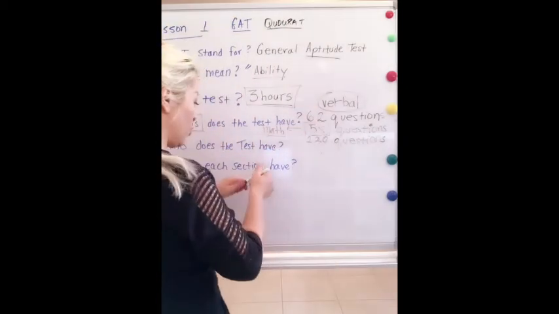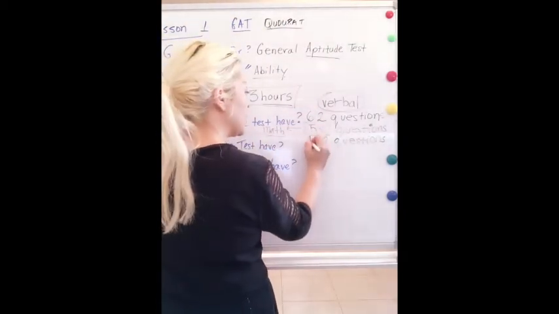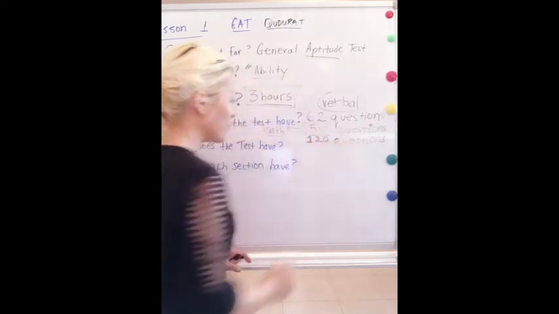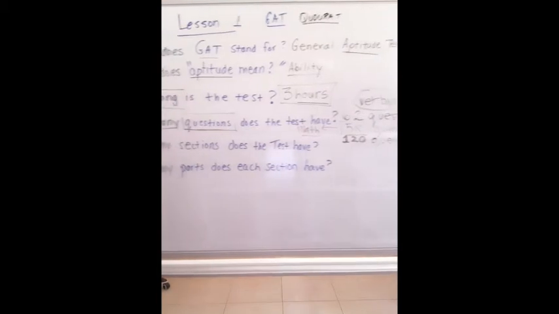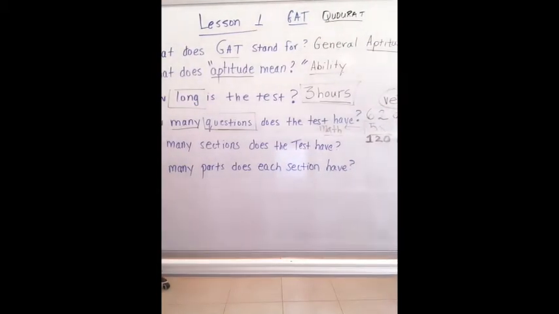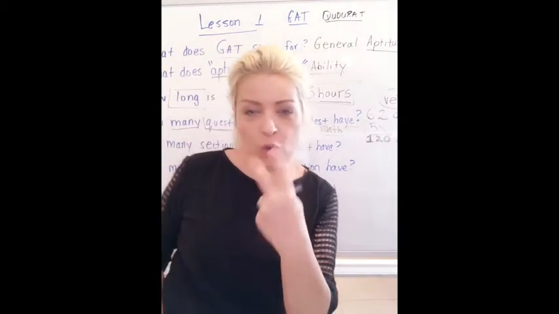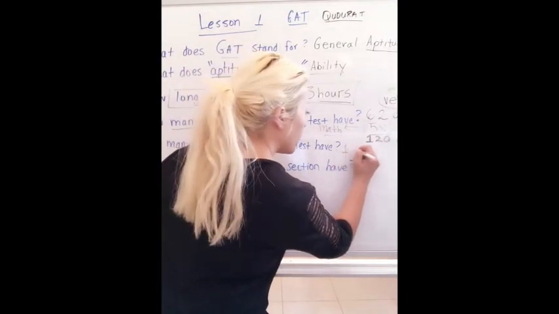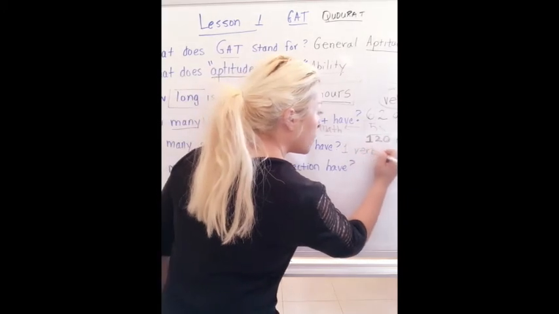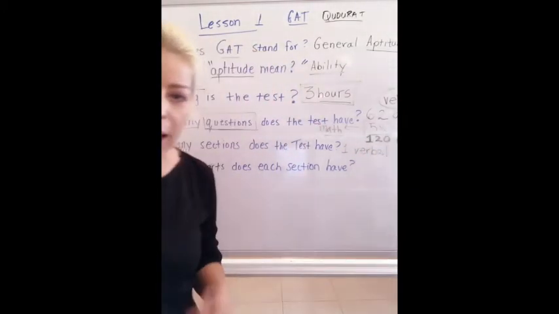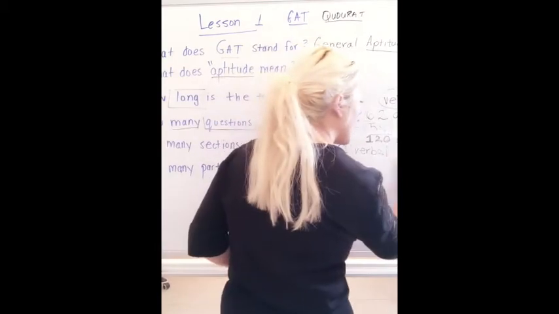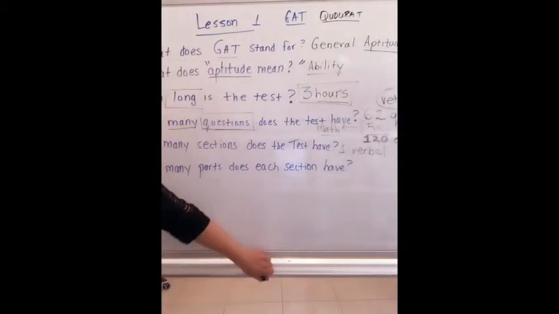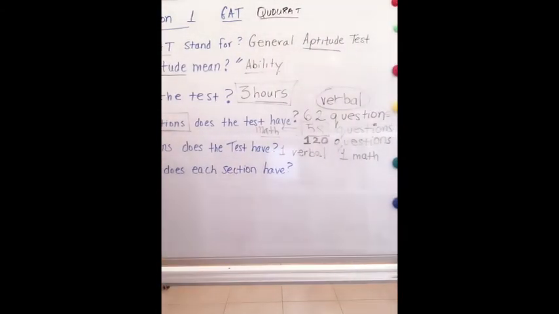All right, so it's a total of 120 questions. All right, so how many sections does the Qudrat have? And the answer is two sections. One verbal and one for math.